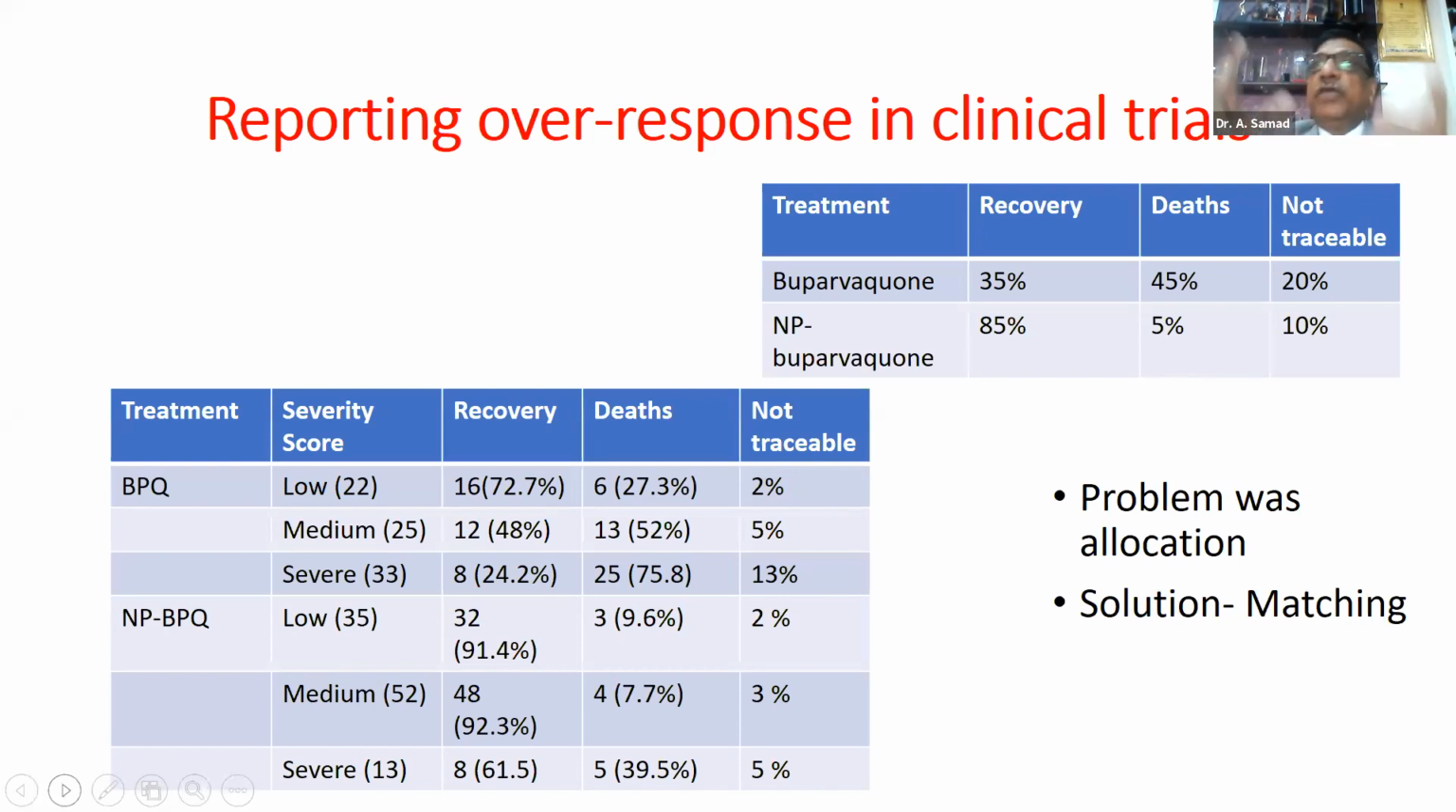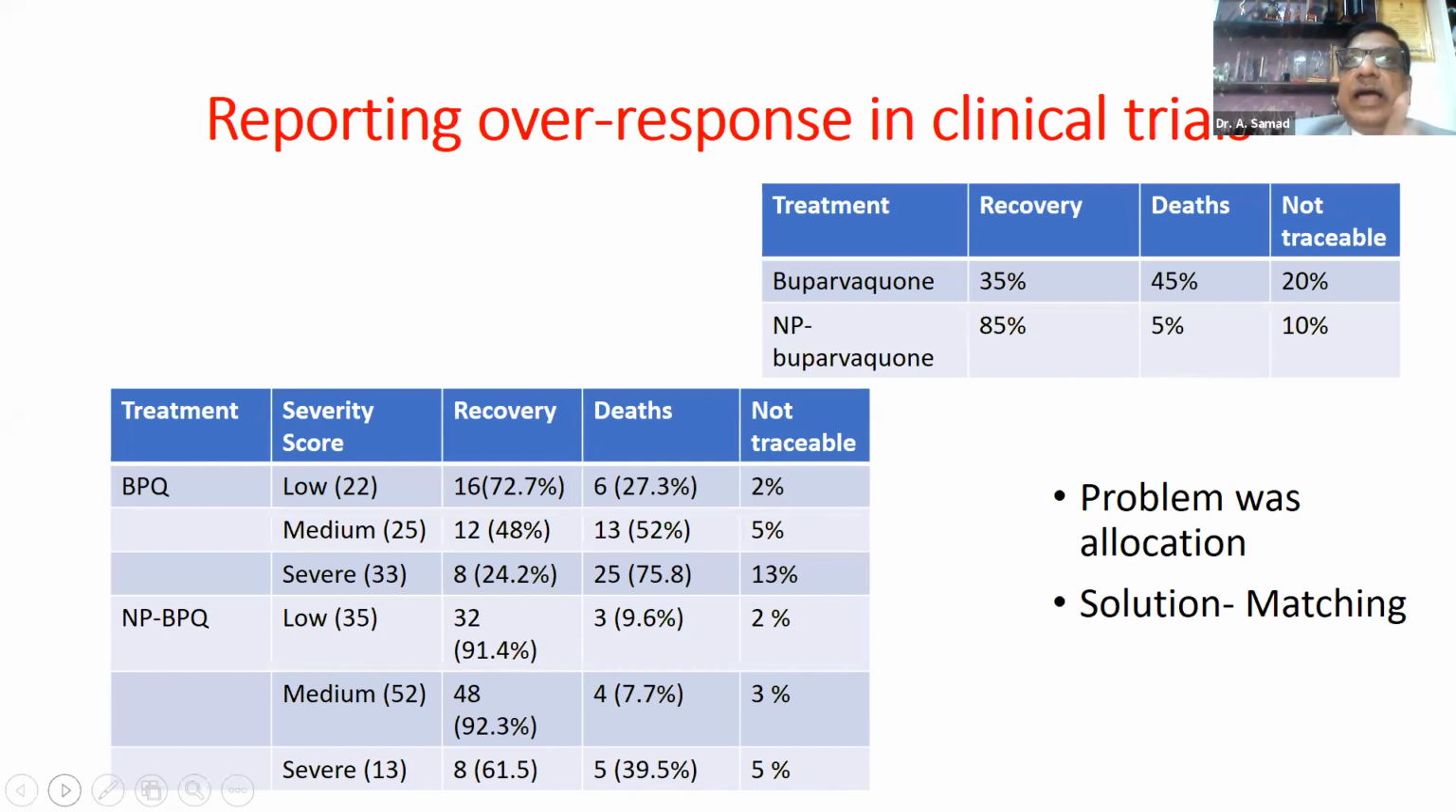So the researcher knew which was the drug and which was not, because he also had to do the mixing at the field. He had all the chance to know which is the nanoparticulate drug, and which is the normal drug available in the market. So I told him to stratify, and from the stratification you can see the problem was that more cases in the buparvaquone group were allocated to severe cases. Out of 100, 33 cases were allocated to severe animals, and therefore the mortality rate was very high.